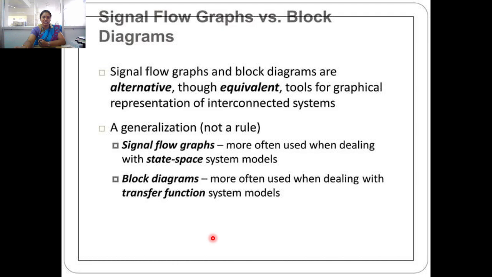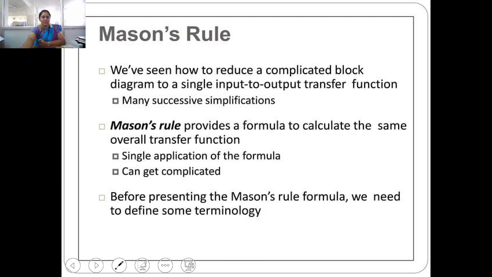An SFG is used in state-based systems, state-based models, whereas block diagrams deal with transfer functions, and these two are mostly applicable for industry purposes.